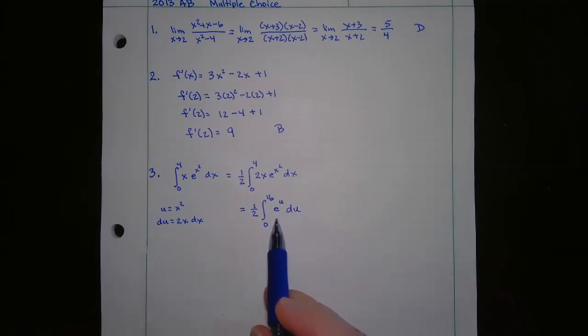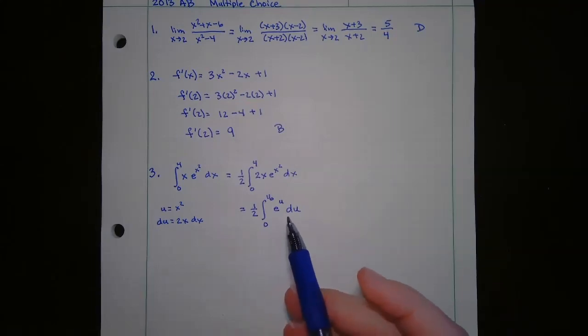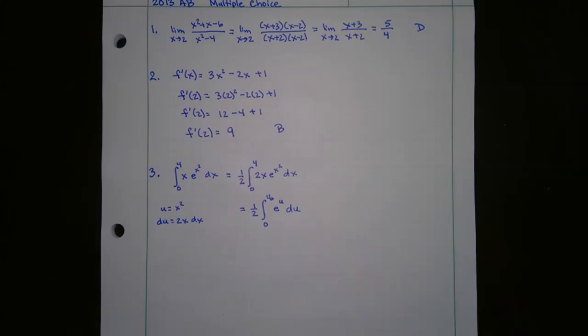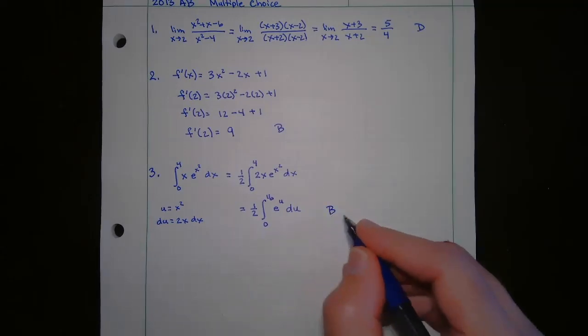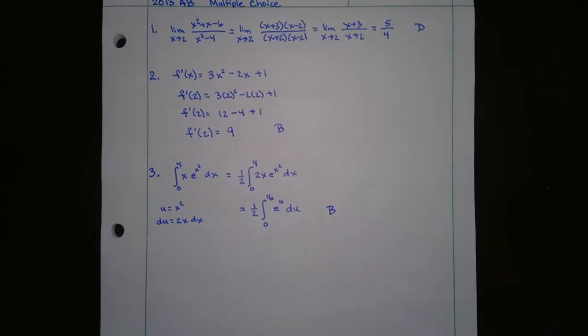So now, what's the integral of e to the u? Okay, if you look, they just asked you to figure out what the integral is, what would be the same value of it, right? So what we have is answer B, right? And that's all we have to do. Okay, all right, so question number 3, answer is B. We didn't have to actually work it out, okay? All right, so let's go to the next one.